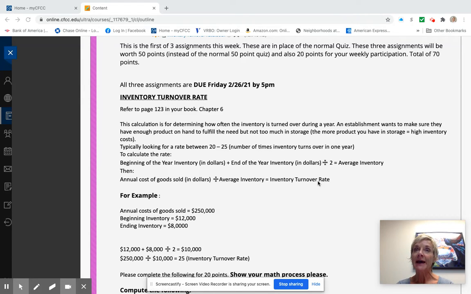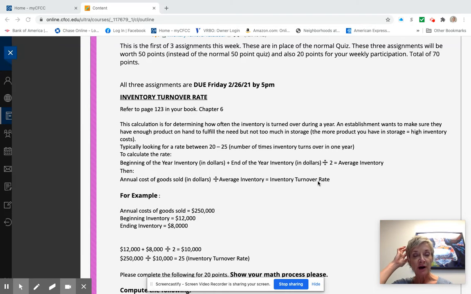In order to figure out how many times you are turning it over, you take your beginning of the year inventory, how much your inventory costs at the beginning of the year in dollar amounts, and then you figure out what your ending inventory is. How many dollars of inventory do you have at the end of the year? You add those two together and then you divide it by 2. That gives you the average cost of your inventory throughout the year.